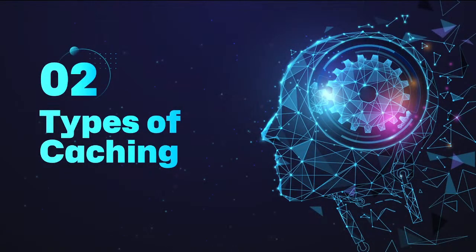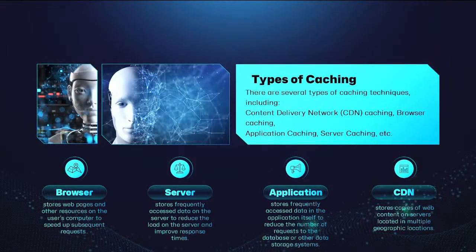In the second topic, we have types of caching. There are several types of caching techniques, which include content delivery network, in short CDN caching. You also have browser caching, application caching, server caching, and many more.